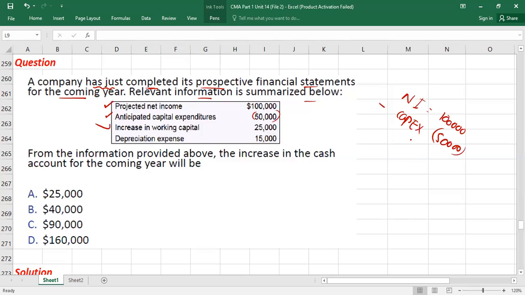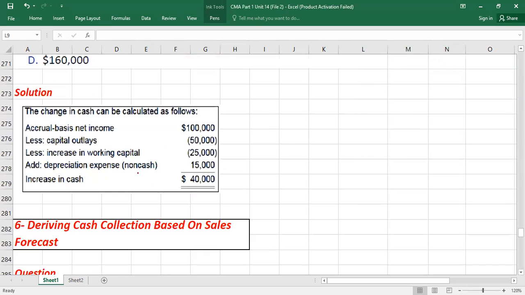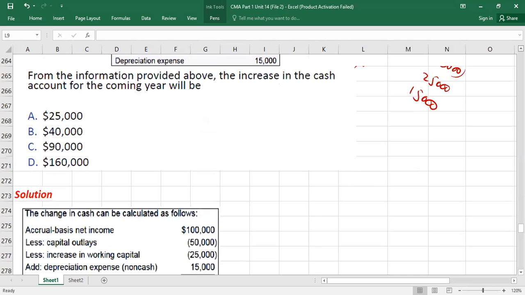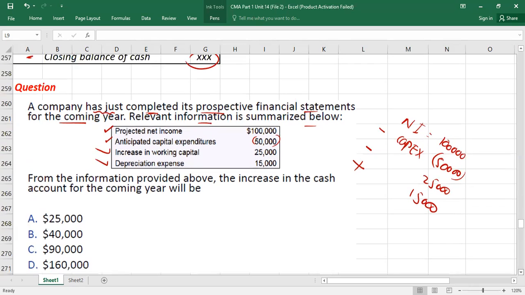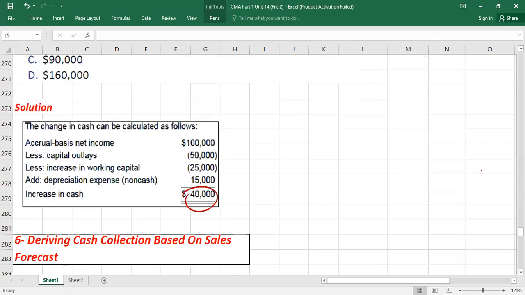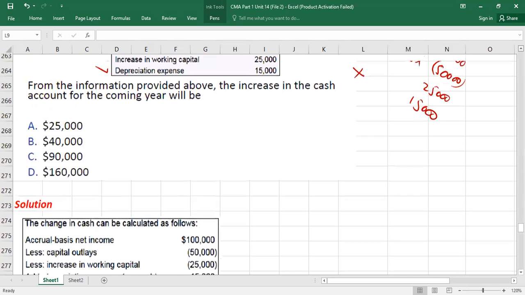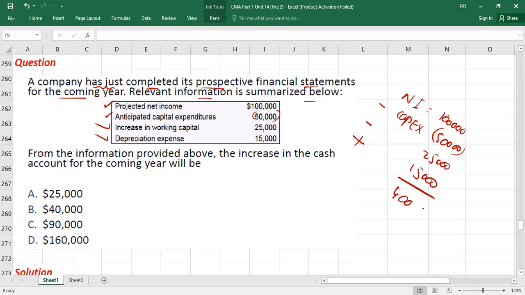Then you have here increase in working capital. Increase in working capital means net working capital, and it is treated as an outflow. Okay, so that is 25,000. Then you have a depreciation expense. It's non-cash, so you will add it back, 15,000. If you solve it, how much value are you going to get? Do you have any opening balance here? Opening balance is not given, so opening balance is 0. So you are going to get a cash balance of 40,000, which is going to be your answer, which is B.